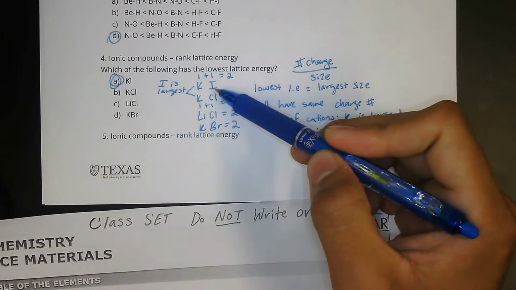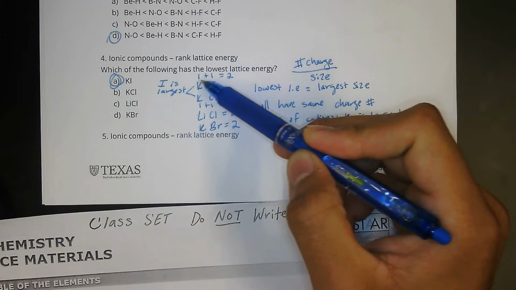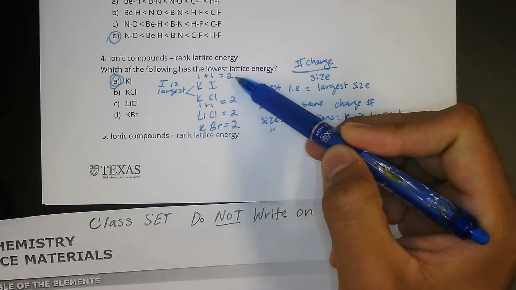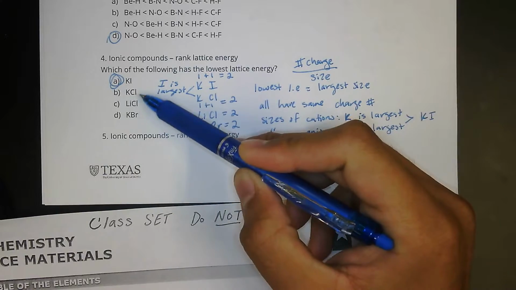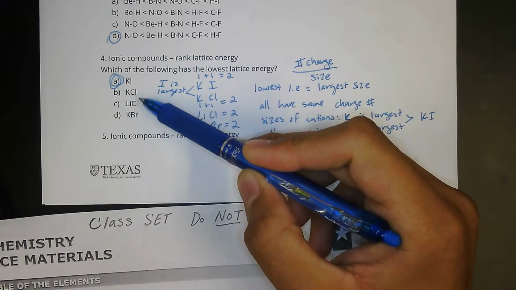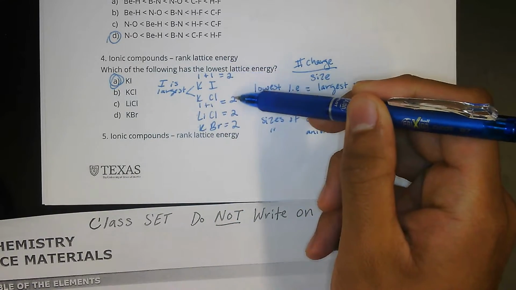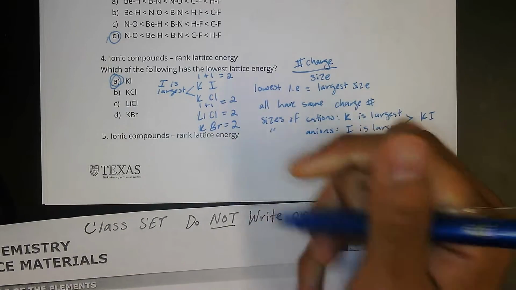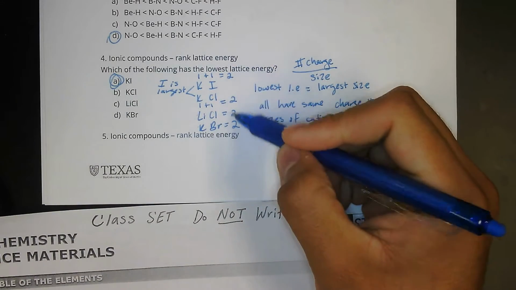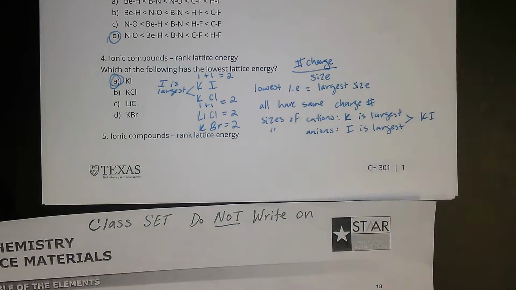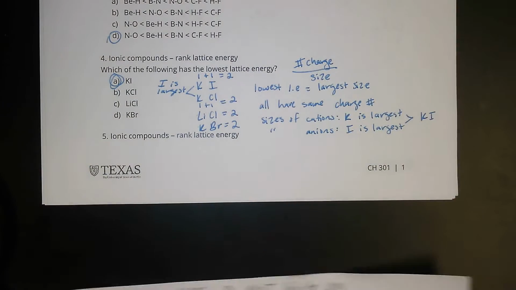So you have potassium and iodine. Each of them brings in a charge of 1, so it equals 2. And then if you go down these, you assign their charges, all of them come out to a charge of 2. And so from there, you just have to use their sizes to break this down.